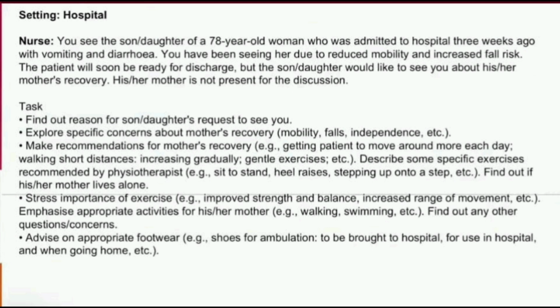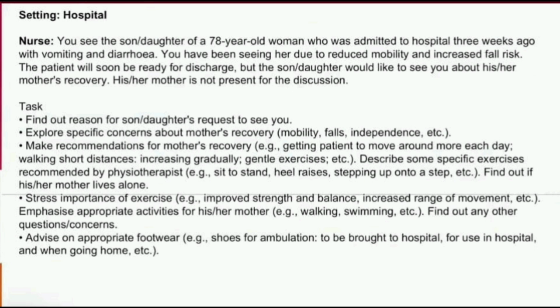So here the background is, you see the son and daughter of a 78-year-old woman who was admitted to the hospital 3 weeks ago with vomiting and diarrhea. You have been seeing her due to reduced mobility and increased fall risk. The patient will soon be ready for discharge, but the son or daughter would like to see you about his or her mother's recovery. His or her mother is not present for the discussion.